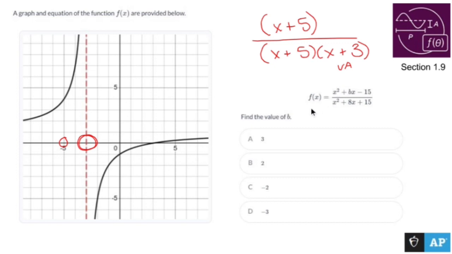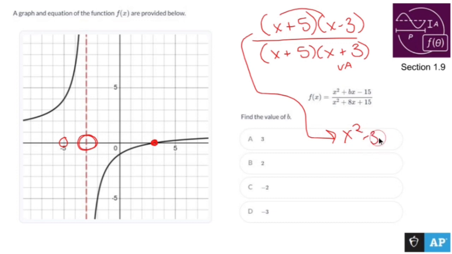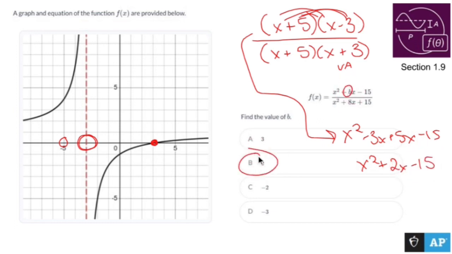Also, I have a 0 at 3, which tells me I should have an x minus 3 up here. So when I factor the top out, because all I really care about is the top, or FOIL rather, I get x squared minus 3x plus 5x minus 15. Combine those and you get x squared plus 2x minus 15. B is 2. So B is 2, and B is my answer.